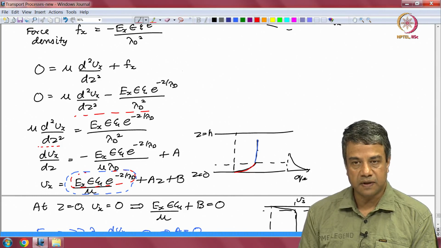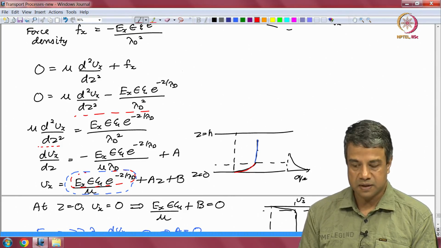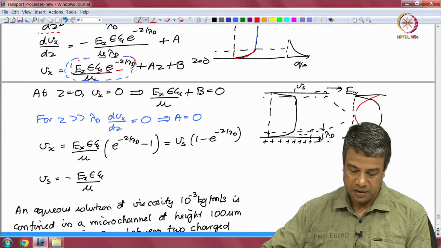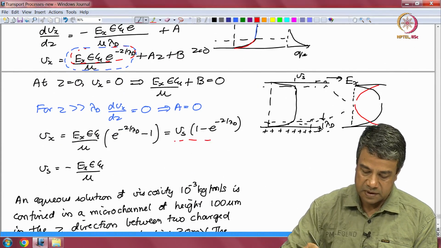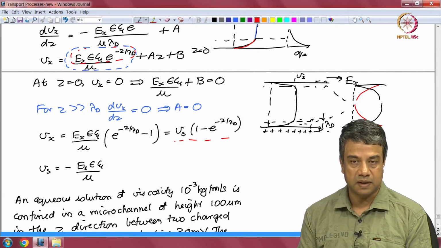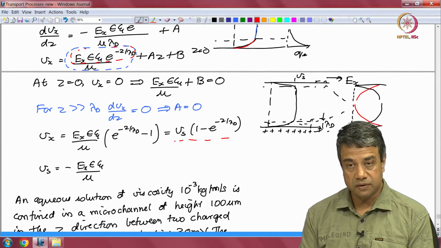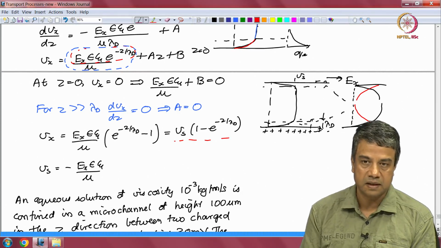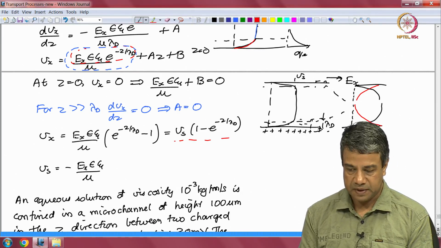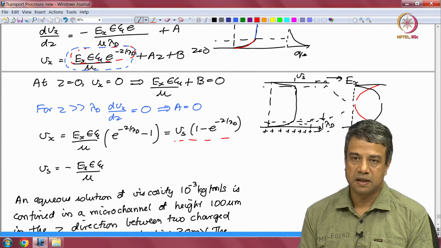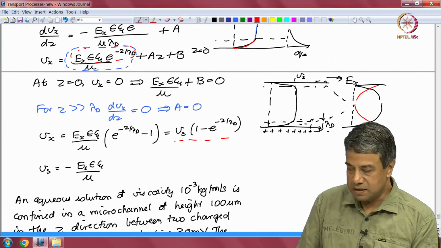So, you have a flat profile far away, and very close to the surface you have this increase in velocity, which is exponential. We had got an expression for the velocity, which was the slip velocity times 1 minus e to the power minus z by lambda D. So, this is equal to 0 at the surface, and it increases exponentially to the slip velocity far from the surface. If you are considering length scales comparable to the channel height, this Debye layer thickness is much smaller.